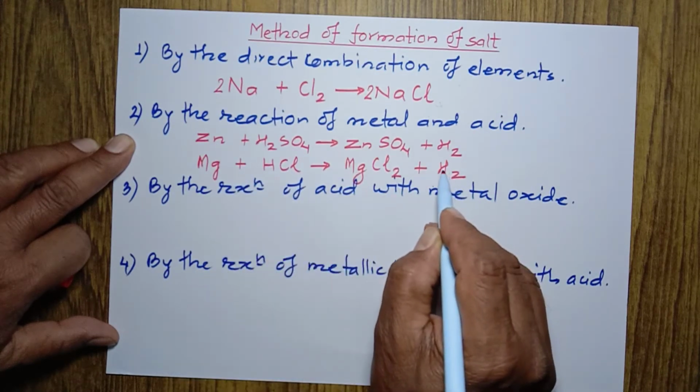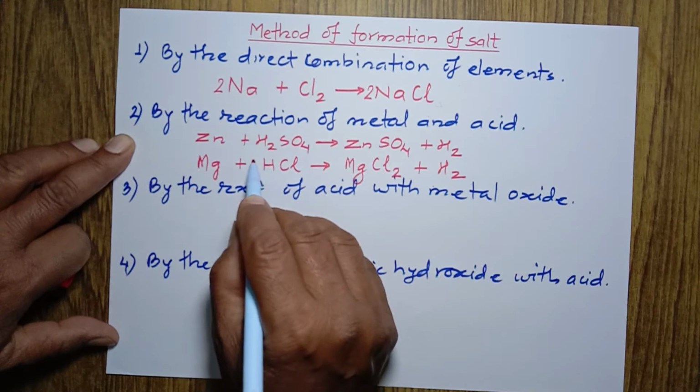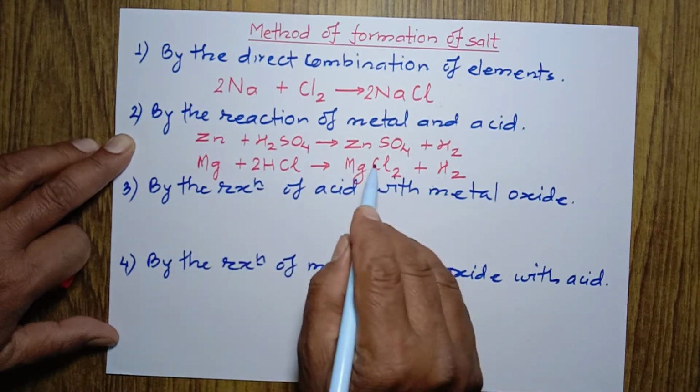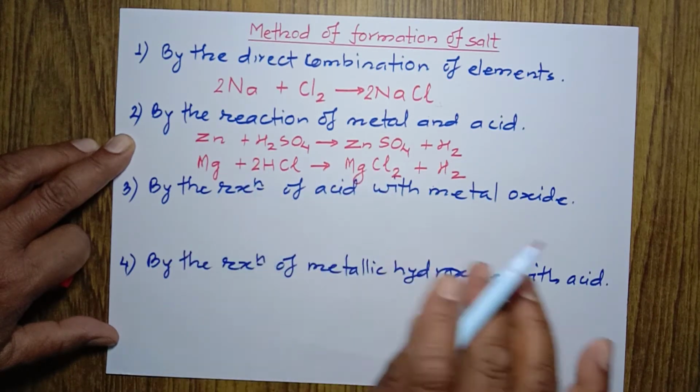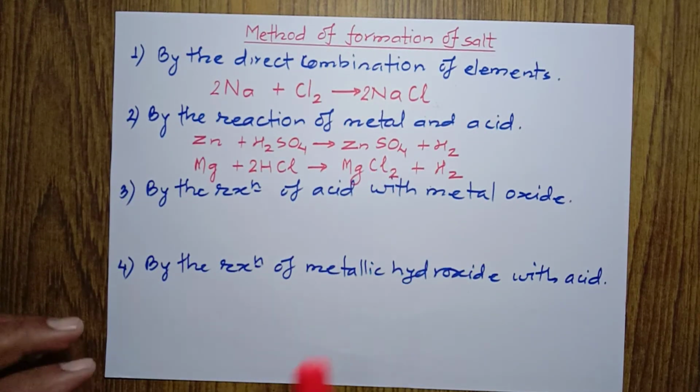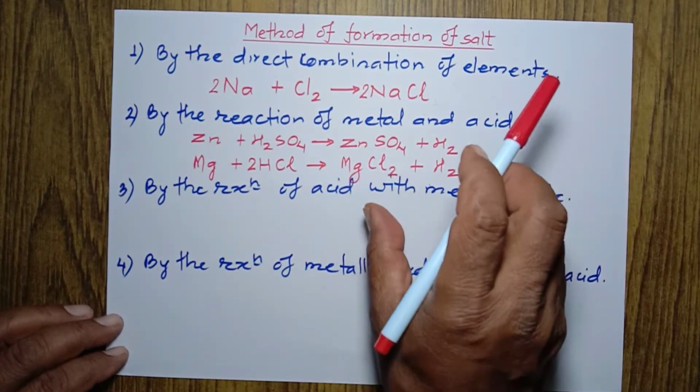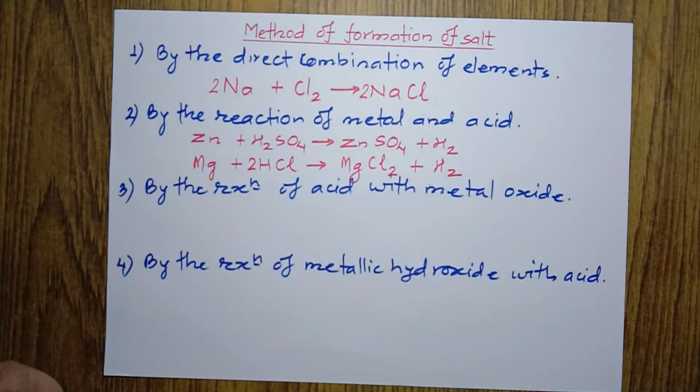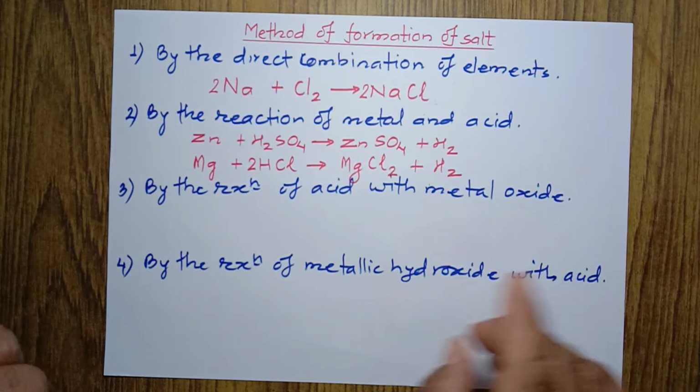And to balance this equation, hydrogen 2, here it is 1. If I take here 2, it is balanced. Chlorine 2 balanced, magnesium balanced. This is the example of the reaction of metal and acid which forms salt. Now another, by the reaction of acid with metallic oxide.